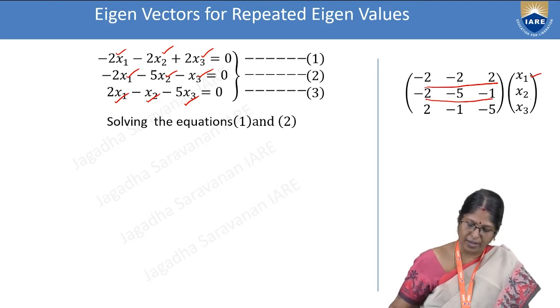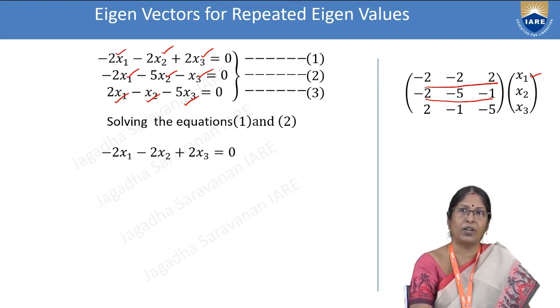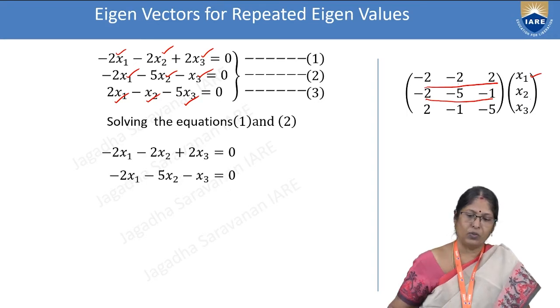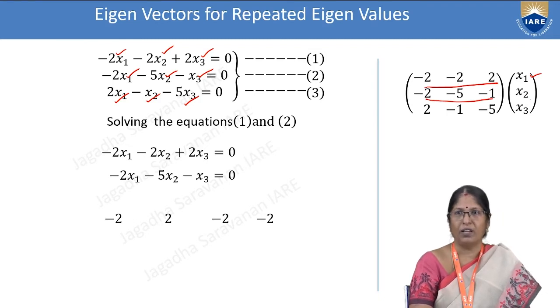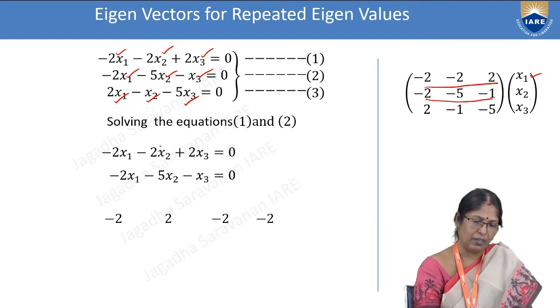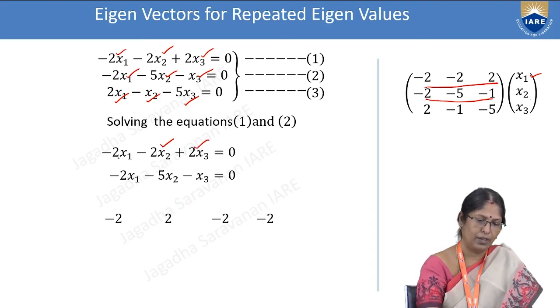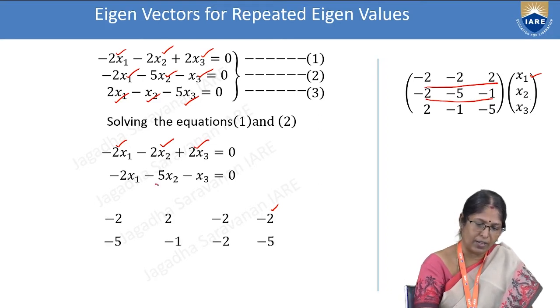Here we are solving equations 1 and 2. It is not strictly that we always have to take 1 and 2; any 2 equations we can take. So the first 2 equations are taken. This is the very simplest method we can adopt to find the solution of these equations. Here the coefficient minus 2 is written, next 2, next minus 2, next minus 2. Next, you can see, it starts again with minus 5.